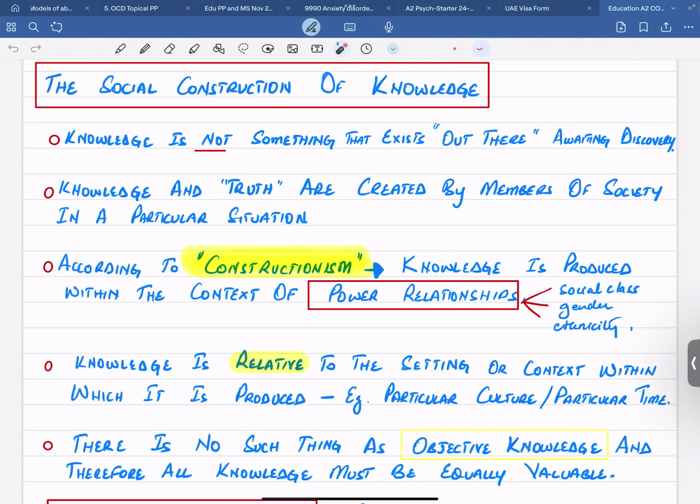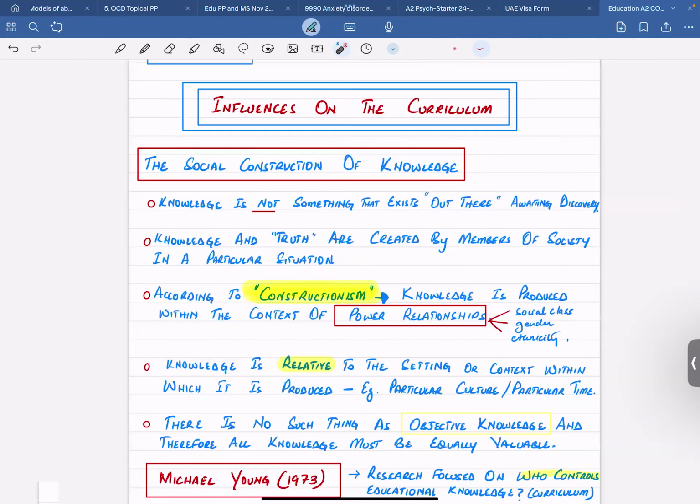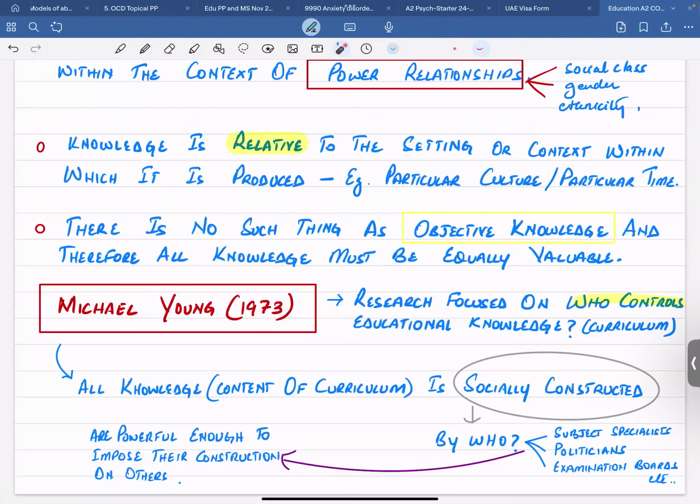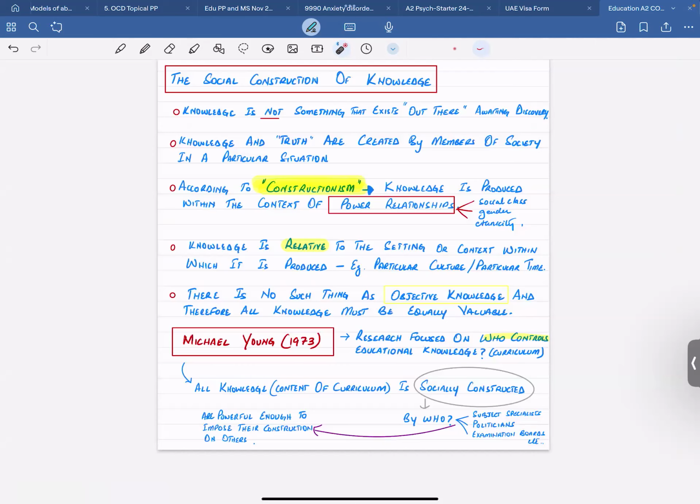So what's constructionism? This is pretty much in line with the concept that was put forward by Michael Young. Constructionism, the idea is that knowledge is produced within the context of powerful relationships. So your social class, your gender, your ethnicity plays an important role in terms of constructing knowledge, right? See, this is the same slide where we spoke about Michael Young. About language codes.